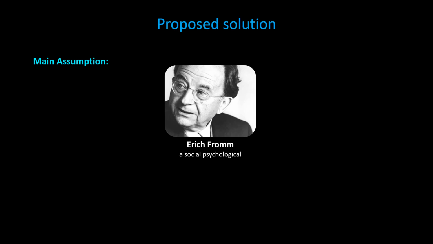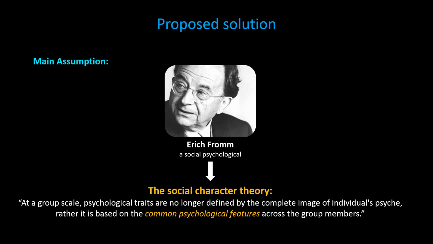To address these limitations, we propose a solution inspired from Erich Fromm's social theory, which was introduced in the mid-40s. He assumes that, at the group scale, psychological traits are no longer defined by the complete image of an individual psyche. Rather, it is based on the common psychological features across the group members. Given a population of multi-view brain networks, the first step consists of extracting a feature vector using a pair of views for each subject in the population, defined using pairwise connectivities across different views.